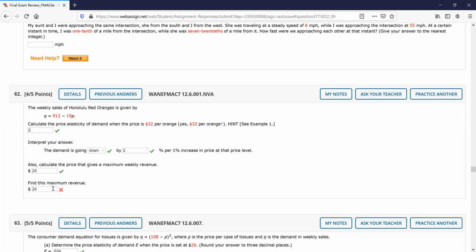Yeah, the maximum revenue comes from that price, but you have to put that price into the revenue function, which you don't have. The revenue function though is 912 minus 19p times p. The way I did it was you take the negative derivative times p over q, and then set that equal to 1. That gets you the price though. It doesn't get you the revenue, and there's a difference that I guess isn't clear. So let me explain that.